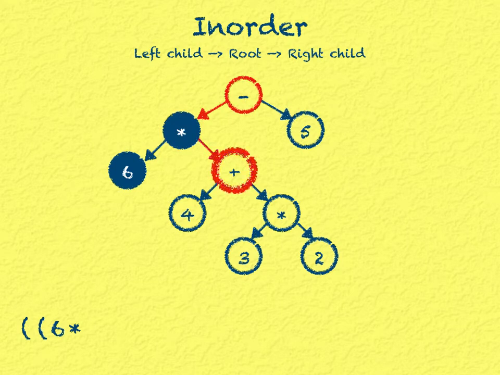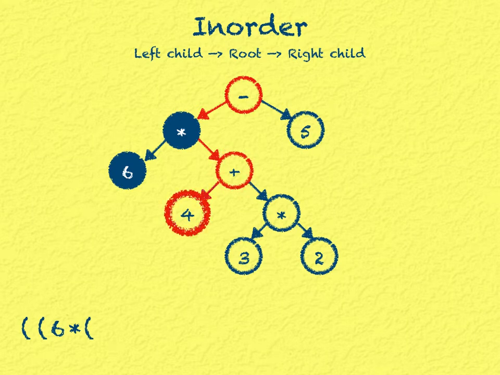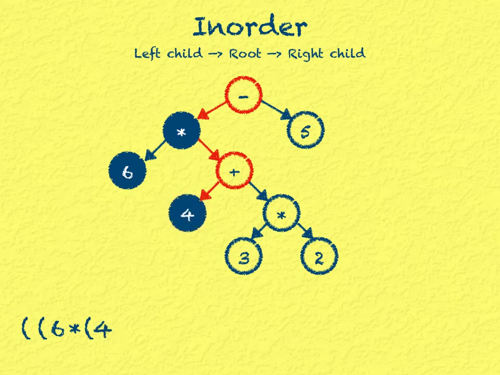Next we go to plus. Plus is a new binary operator, so we're going to insert new open parentheses. Go down to 4. 4 is a leaf. It gets visited. Come back up to plus. Plus is the root of that subtree, so plus gets visited.